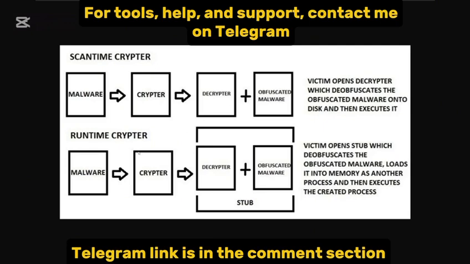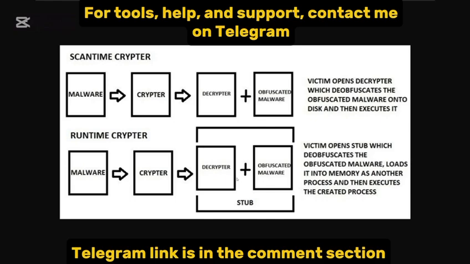Looking at runtime crypters, we see the same, where you'll put your malware into a crypter, but instead of using a decryptor, it will all be bundled into a stub. And a stub is just code that will bundle the decryptor and obfuscated malware into one, and then do everything within memory so that it will create a new process once the malware has been decrypted or deobfuscated so that nothing ever touches the disk. This is very useful so that the decrypted or deobfuscated malware never touches the disk, so that an antivirus may have a harder time scanning it.